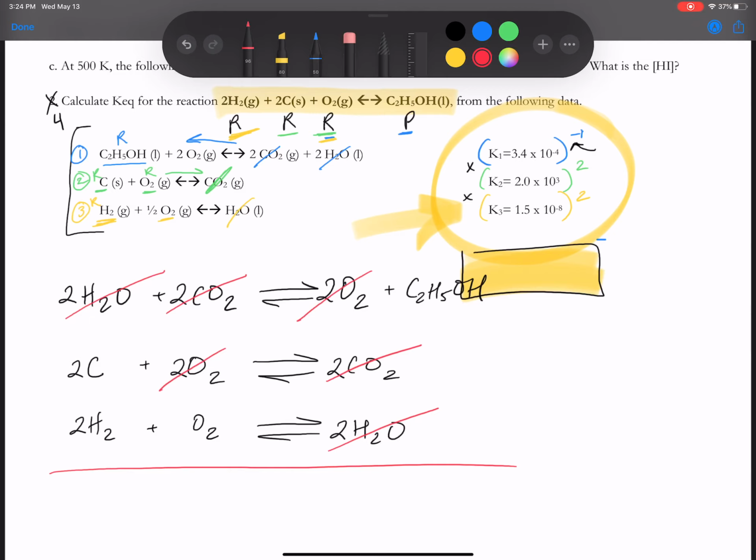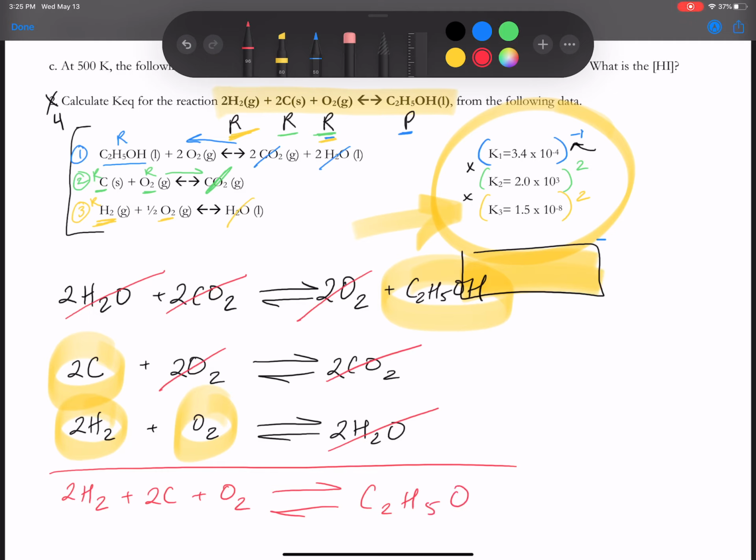So all you now have remaining is your 2 carbons, your 2 H2s, and your diatomic oxygen, your O2. Those are your only reactants remaining. So I'm going to go ahead and rewrite them out. 2H2 plus 2C plus O2. And it wouldn't really matter what order I wrote them out in. Now as I go back and I look for my product remaining, my only product remaining is C2H5OH. So now I can finish off my equilibrium equation.